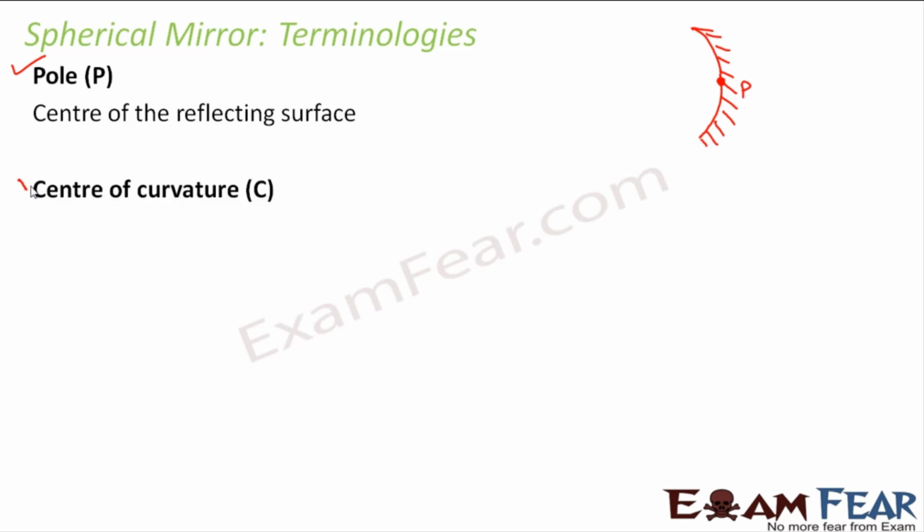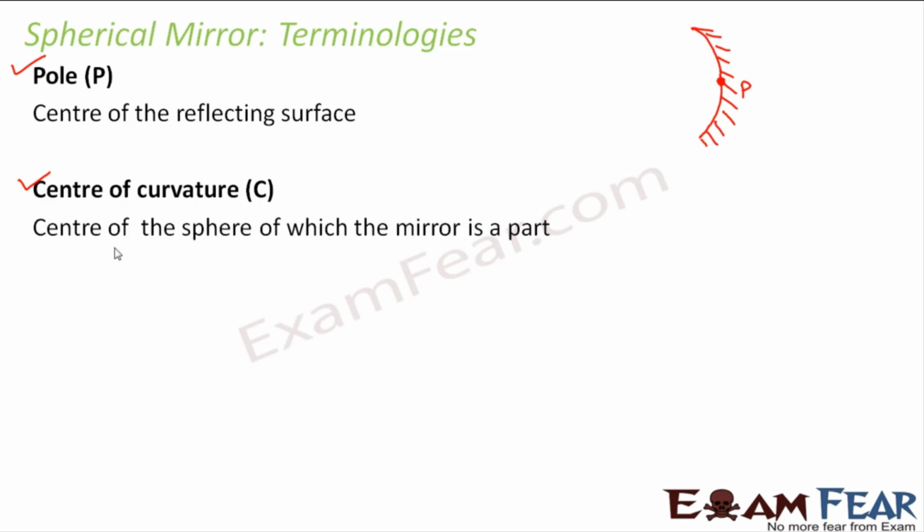The next is the center of curvature, which is denoted by a capital C. It is the center of the sphere of which the mirror is a part. As I mentioned before, a spherical mirror is part of a spherical surface. So this spherical mirror is also a part of some sphere like this. The center of this sphere is known as the center of curvature. So for this mirror, this is the center of curvature, denoted by a capital C.